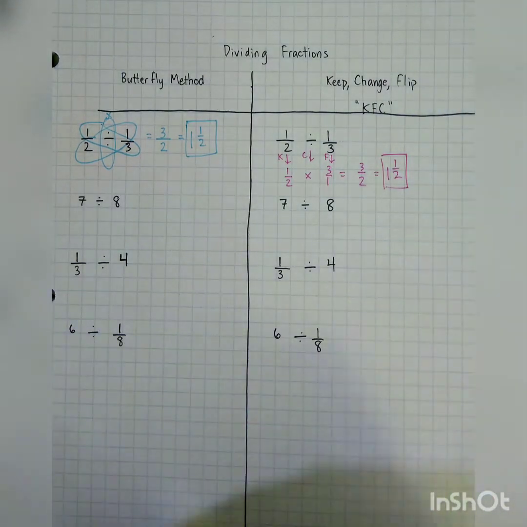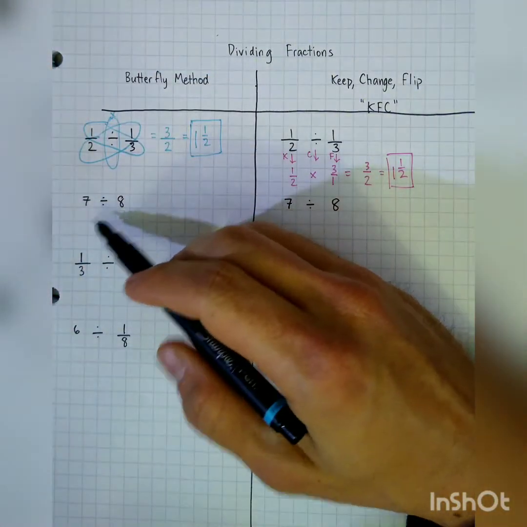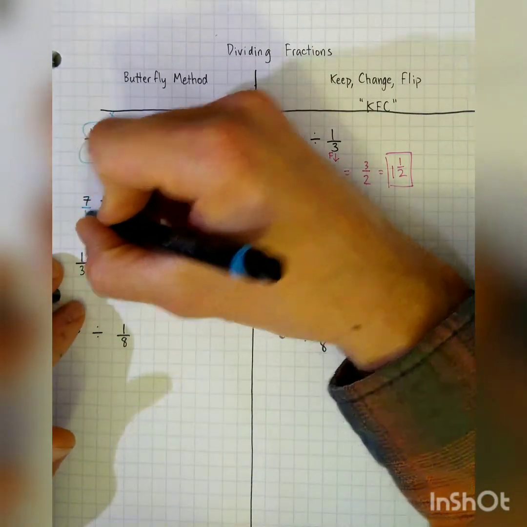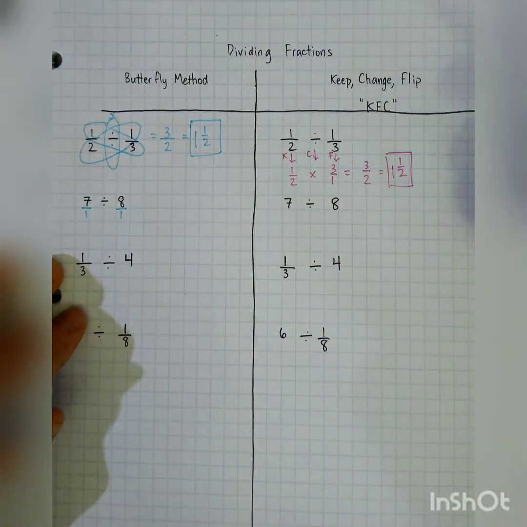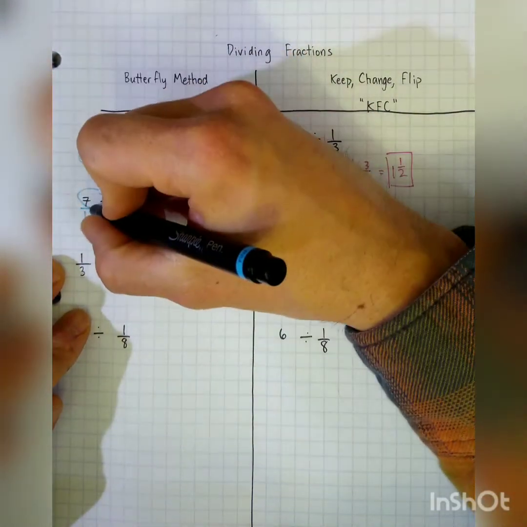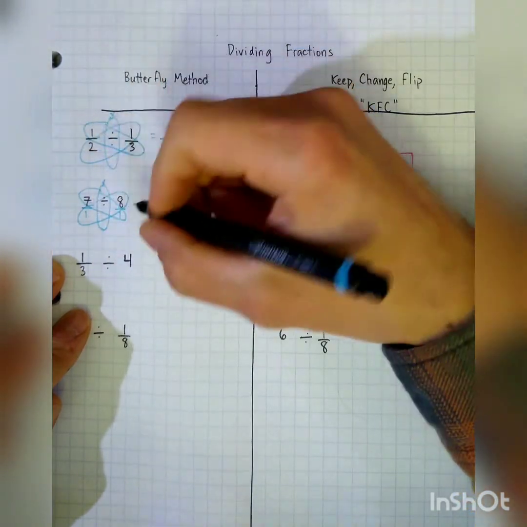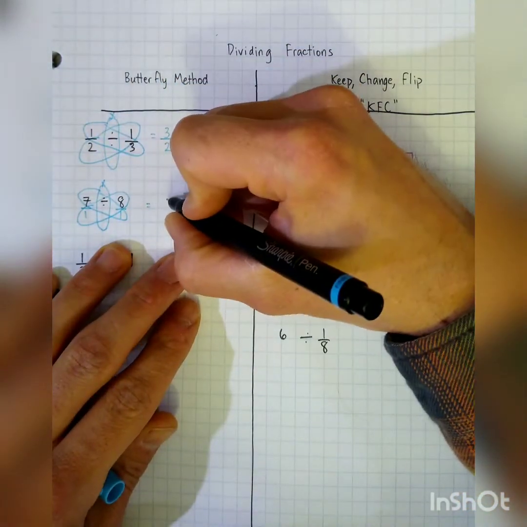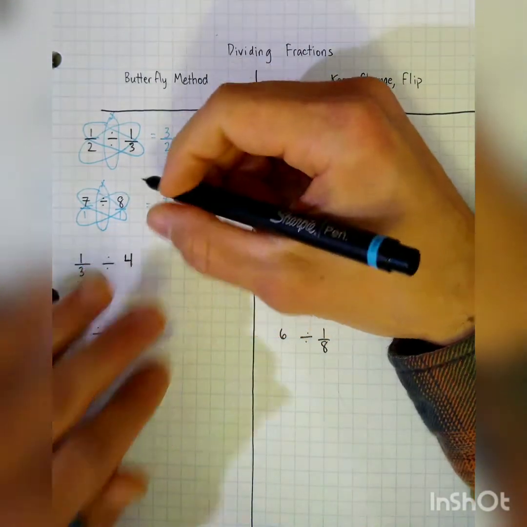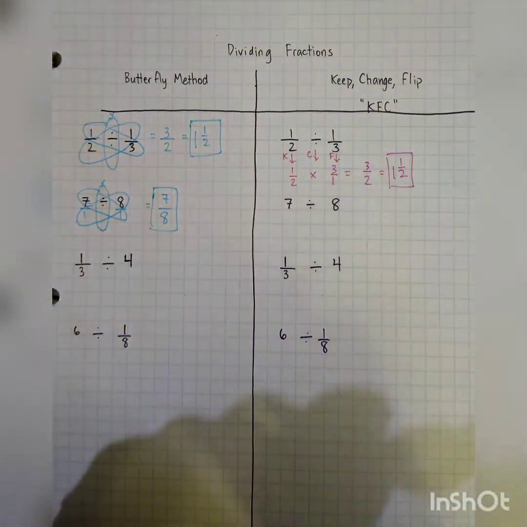Pretty straightforward. Let's take a look at 7 divided by 8. Here you're thinking, wait a second, these are whole numbers, and we're supposed to be dividing fractions. Well, no big deal. We just put a 1 underneath, and now they're fractions. I multiply 7 by 1 and 8 by 1. 7 times 1 is 7. 8 times 1 is 8. And that's it. Pretty simple.